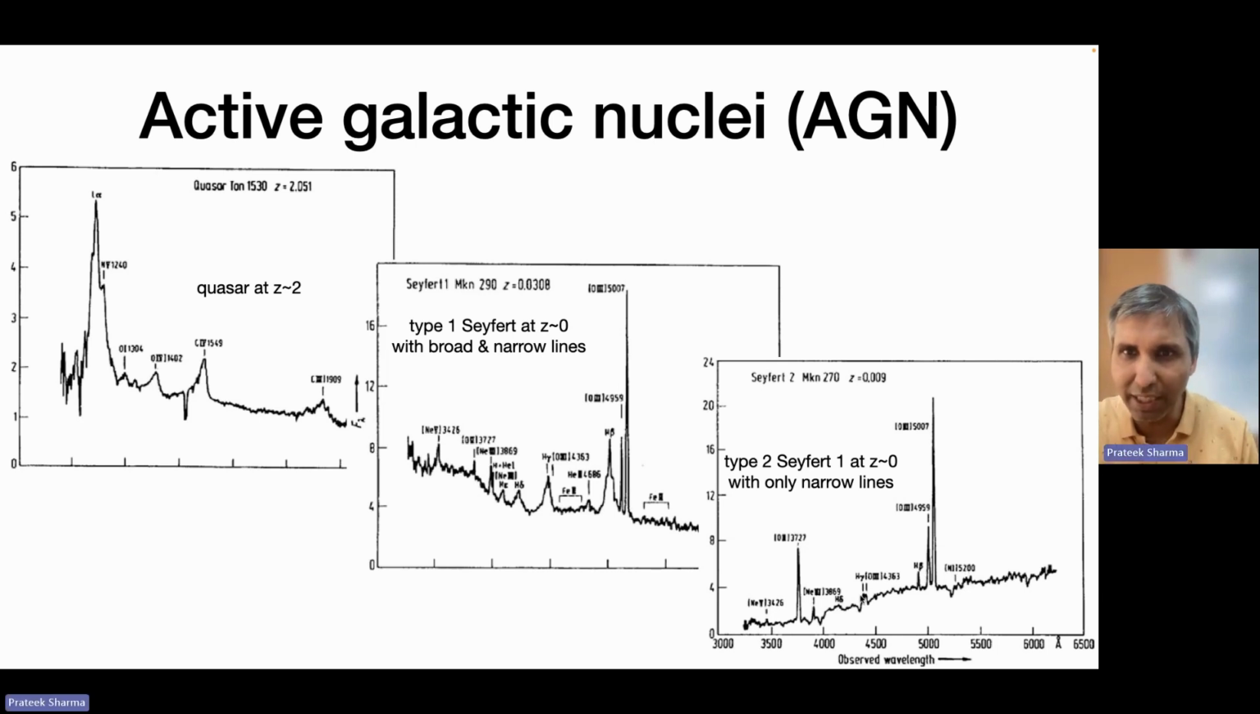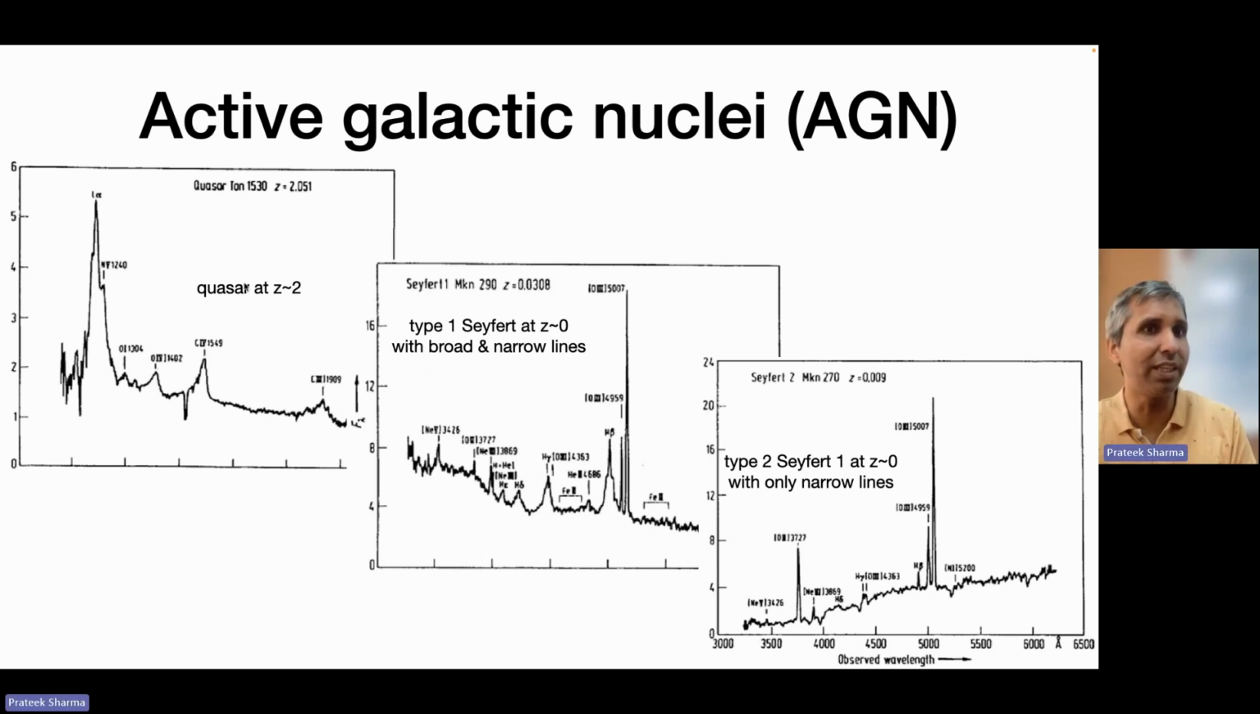There is H beta, H gamma. So these have broad features. These don't. These only have narrow lines. So these are the Seiferts. These are called type 1. Type 1 Seiferts show both narrow and broad lines. Type 2 Seiferts show only narrow lines.